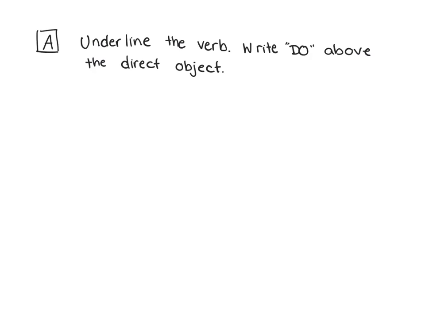For part A, they are going to ask you to underline the verb in a sentence and then write DO above the direct object. In the example, Laura threw the ball, the action or the verb in this sentence is throwing. So threw would be our verb, so we just underline that. And then the direct object, what did Laura throw? Laura threw the ball. So we'll mark that with DO.